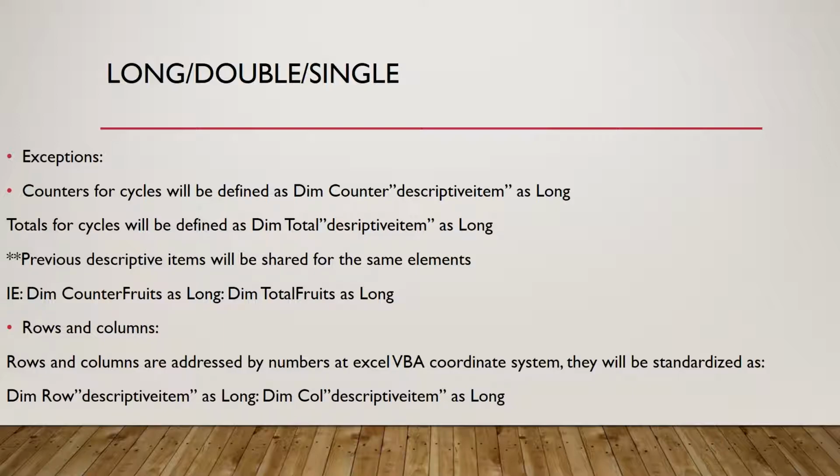Rows and columns. Rows and columns are addressed by numbers in the Excel VBA coordinate system. They will be standardized as dim row descriptive item as long. Dim col descriptive item as long.